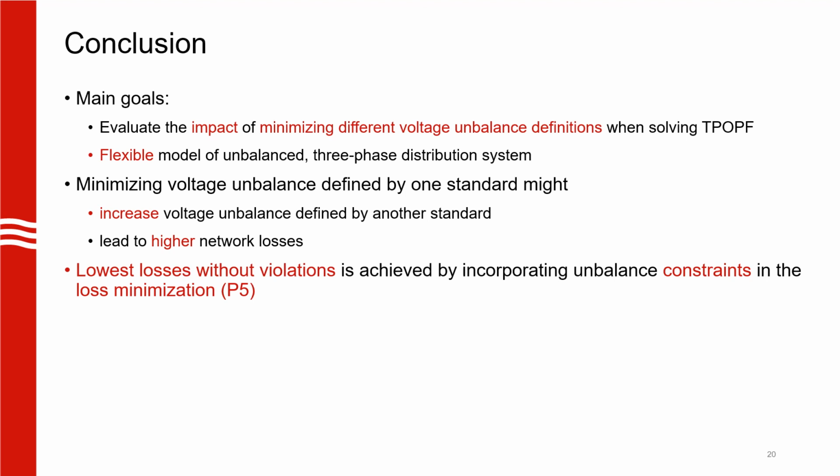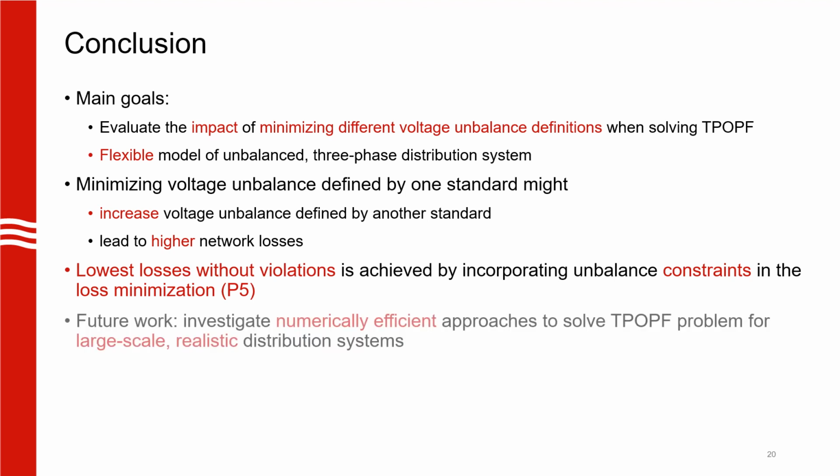Some of the observations were that if we try to minimize unbalance using one definition, then we were increasing the unbalance using another definition, and in some cases the losses also increased. But what was common in both the results is that P5, the case where we minimize loss subject to unbalanced constraints, was the best option because we had low network losses and none of the unbalanced limits were violated.